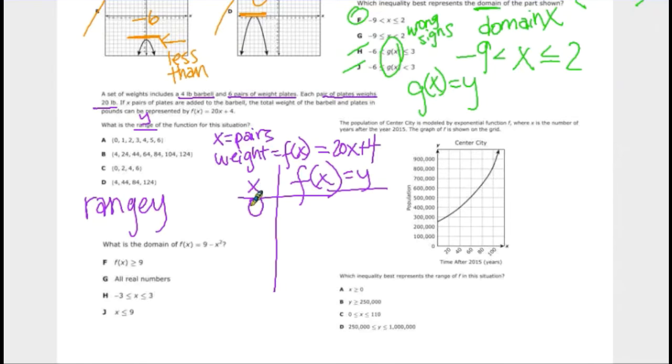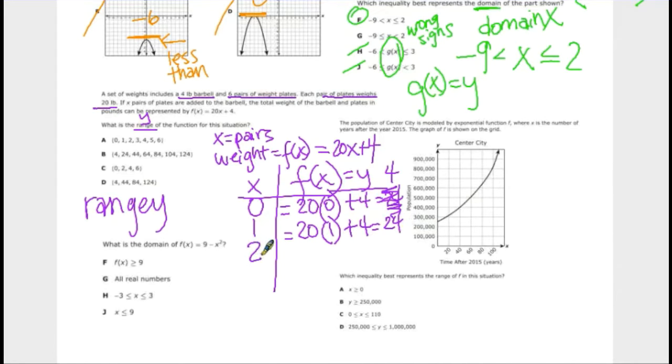Okay, so let's say I have 0 pairs of weights. That means our weight would be equal to, it says up here, 20x, so 20 times 0, because I'm plugging 0 in, plus 4, and that equals 24. Okay, let's say I have 1 pair of weights. That's going to be 20, and instead of 0, this time I'm putting 1 pair on, so I'm going to plug 1 in. Oh, and you know what, guys? I actually messed up on this first one. 20 times 0 is 0, so if I add 4, that's just 4. The second one is actually 24.